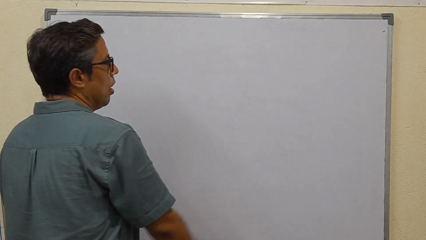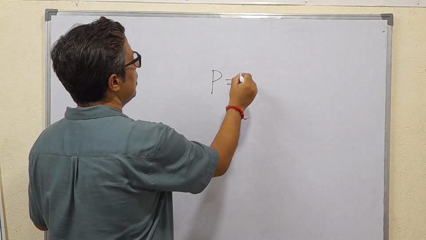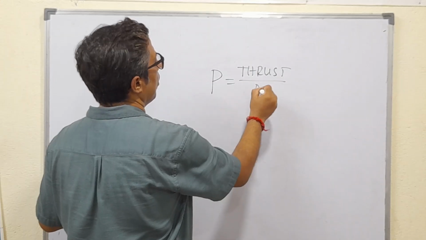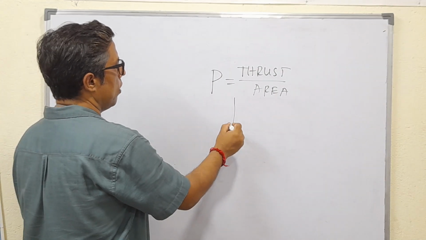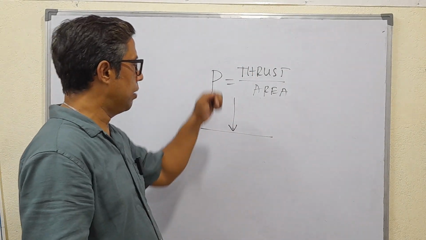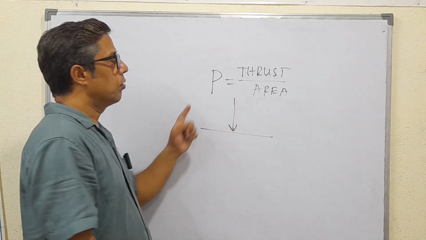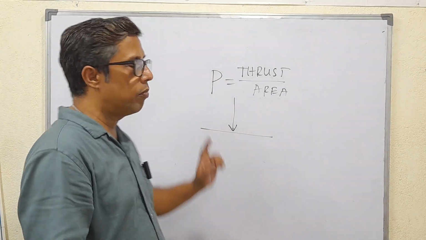Now, in the starting of class 8, you get pressure. Pressure is equal to thrust by area. What is thrust? Thrust is the force acting on a surface in a perpendicular direction, maybe downward, maybe upward, whatever. It's a perpendicular force.